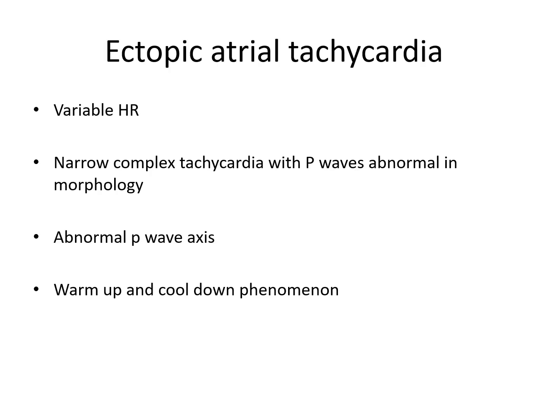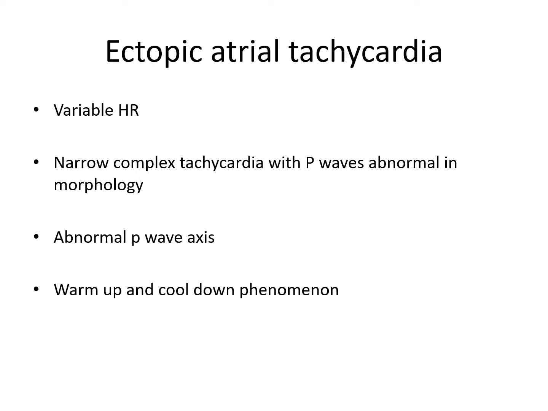Now let's move on to the other group of tachyarrhythmias, which is due to increased automaticity. So ectopic atrial tachycardia is characterized by a variable heart rate. The rhythm is being generated by an ectopic focus within the atria. As the impulse goes down through the normal Purkinje pathway within the ventricles, the tachycardia is a narrow complex tachycardia with P waves being abnormal in morphology, which is understandable because they are not originating through the SA node and they are not going through the normal AV nodal pathway.